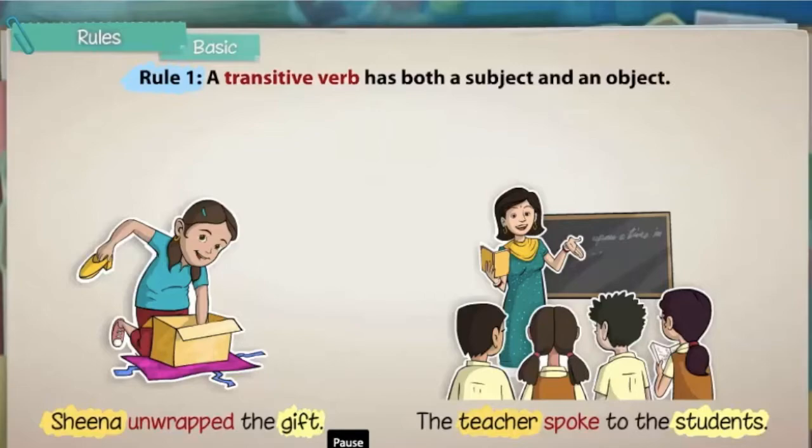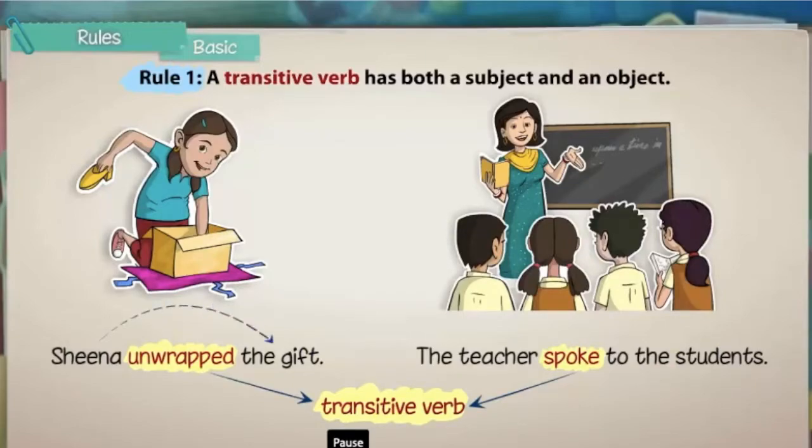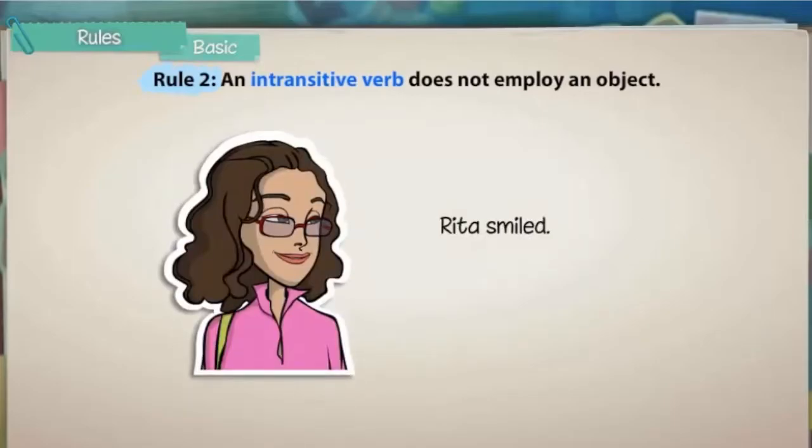So, both these sentences have transitive verbs. Unwrapped and spoke. Both are transitive verbs. An intransitive verb does not employ an object. For example, Rita smiled. Now here the verb smiled does not have an object. It is an intransitive verb.